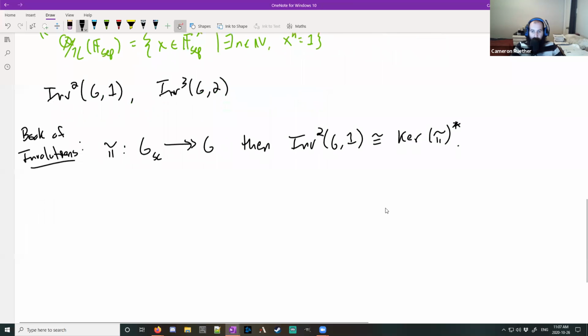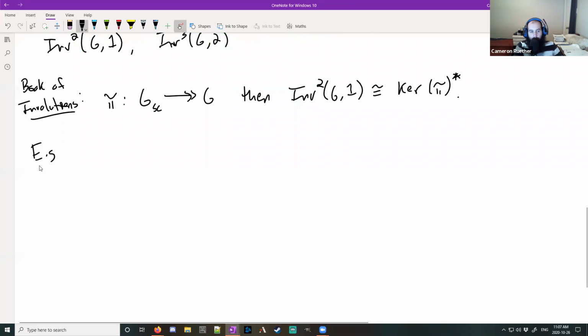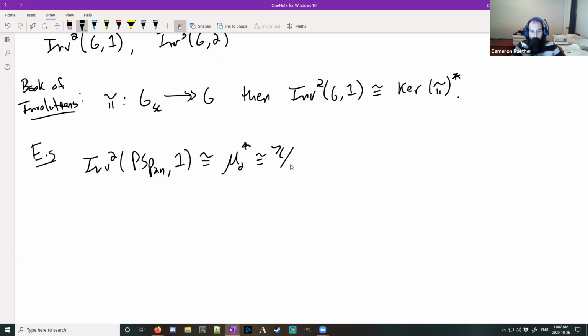So just an example, if we look at the degree 2 invariants of the projective symplectic group, these are going to be isomorphic to the characters of mu2, which is just Z mod 2, because the kernel from the symplectic group here is just 1 and minus 1.